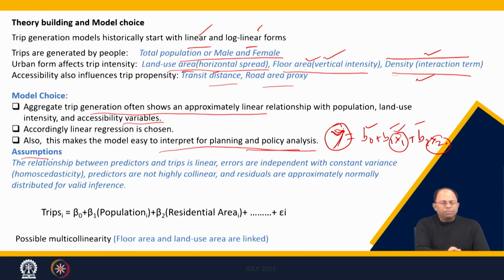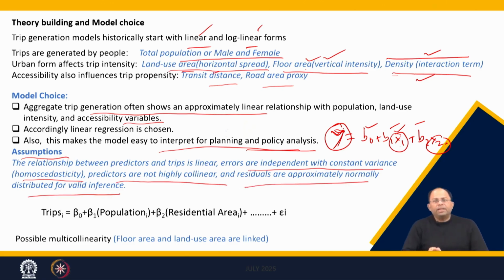So some assumptions before we build the model: the relationship between predictors and trips is linear. Errors are independent with constant variance. That means the homoscedasticity property is followed. Predictors are not highly collinear, and residuals are approximately normally distributed for valid inference. So this error term, that is the residuals, would be approximately normally distributed.